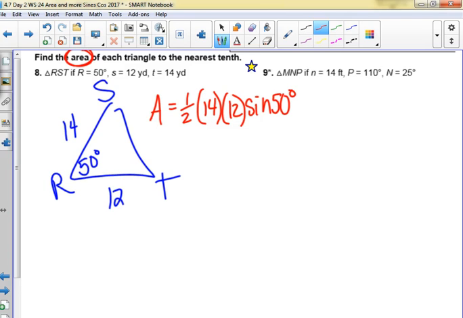0.5 times 15 times 12 times the sine of 50, making sure you're in degrees. I got 68.9 to the nearest tenth. Anybody else get that? Okay, did I type that wrong? Oh, I have 15 instead of 14. Thanks, guys. 0.5 times 14 times 12 times the sine of 50. 64.3. Is that better? Okay.